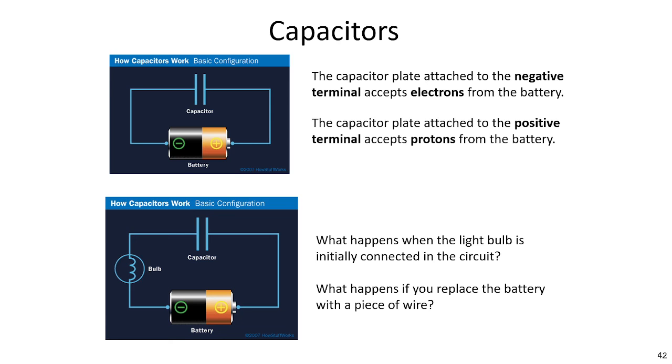Okay, this is what I have talked. The capacitor plate attached to the negative terminal accepts electrons from the battery. The capacitor plate attached to the positive terminal accepts protons from the battery. If we connect this circuit, the battery will charge the capacitor until it's fully stored, and the voltage is just the same as the battery, right?